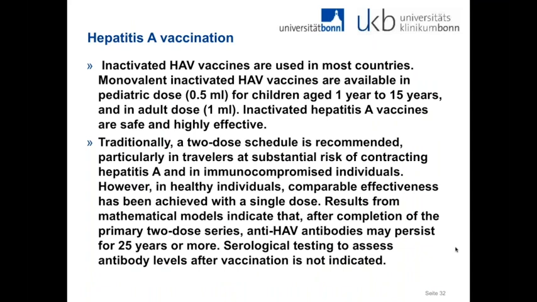The hepatitis A vaccines are inactivated, so it's not like a live vaccine. There are only very few live vaccines left these days. It's a monovalent inactivated vaccine, which can be given in a pediatric dose for children below 15, and then an adult dose. They're extremely safe and very highly effective. Most people already achieve an antibody response after the first vaccination. As pointed out earlier, for most, if you only vaccinate against A, it's a two-dose schedule. If you vaccinate in combination with hepatitis B, it's a three-dose vaccination.